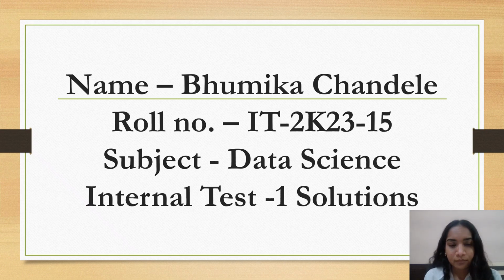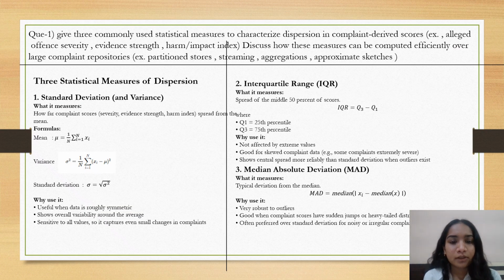Hello everyone. Today I am going to explain three commonly used statistical measures of dispersion and how they help us understand complaint derived scores such as severity, evidence strength, and harm index. So, first we have standard deviation. It tells us how much the complaint scores vary from the mean.